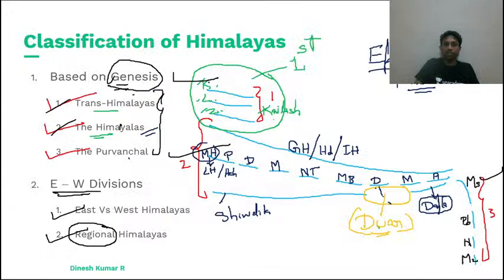What are the properties of my Trans Himalayas? What are the facts I have to remember with Trans Himalayas? What are the properties of my entire Himalayas? Or what are the properties of my Great Himalayas versus Middle Himalayas versus Shivalik? What are the important facts I have to remember?